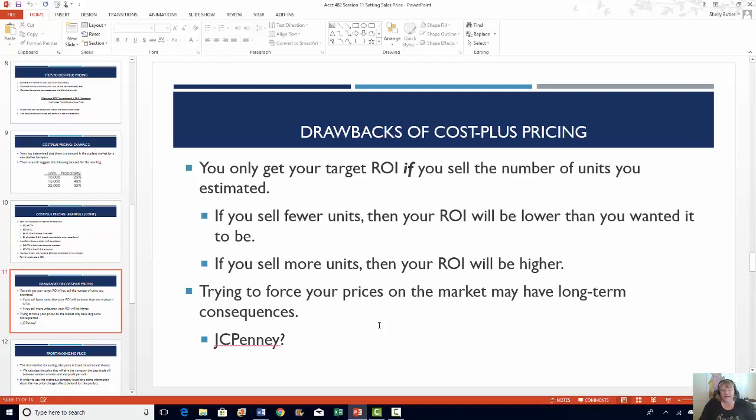And yeah, so you can't force your prices on the market. You have to let the market decide what it's going to pay. Oops, there we go. Whew. Don't want that to completely go away.